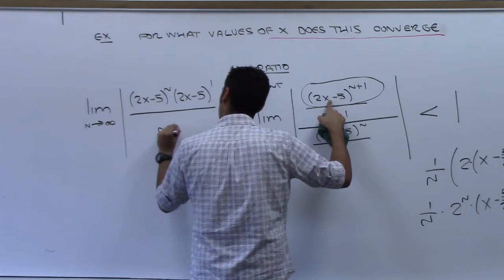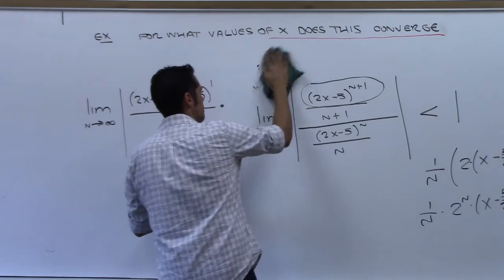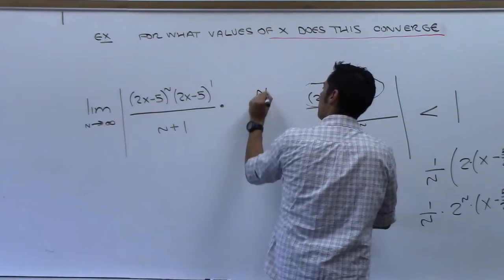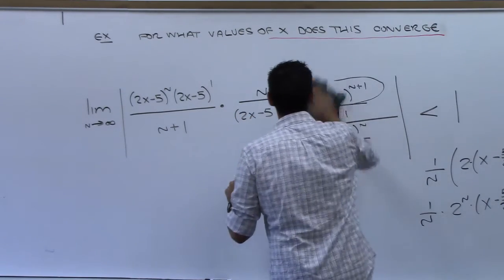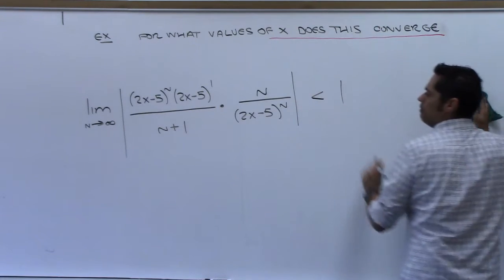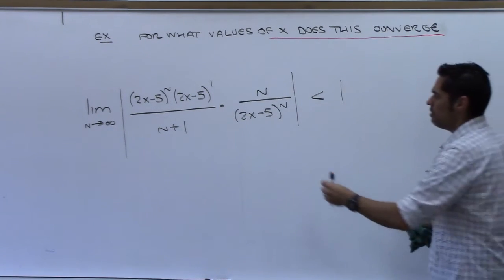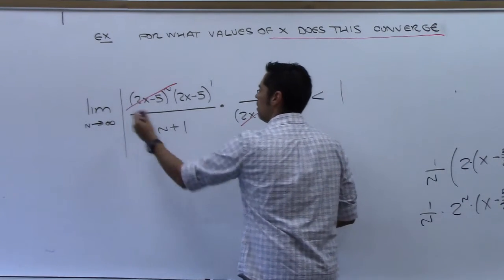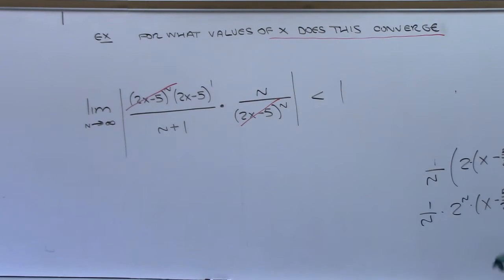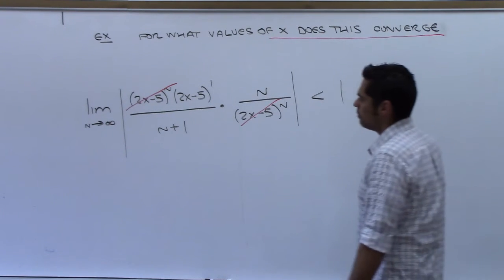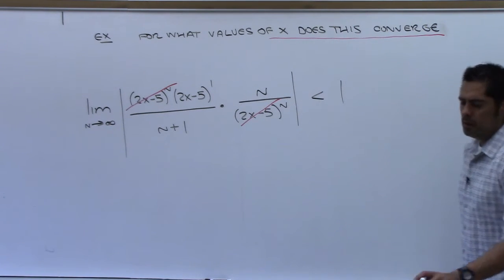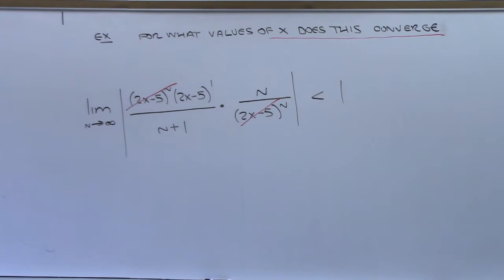Over n plus 1 times the reciprocal of the bottom, so the n's on top, and then 2x minus 5 to the n on the bottom there. I need that to be less than 1, right? I get cancellation. Nice cancellation here and here. And so now I've got a 2x minus 5, right? And I've got an n over an n plus 1.